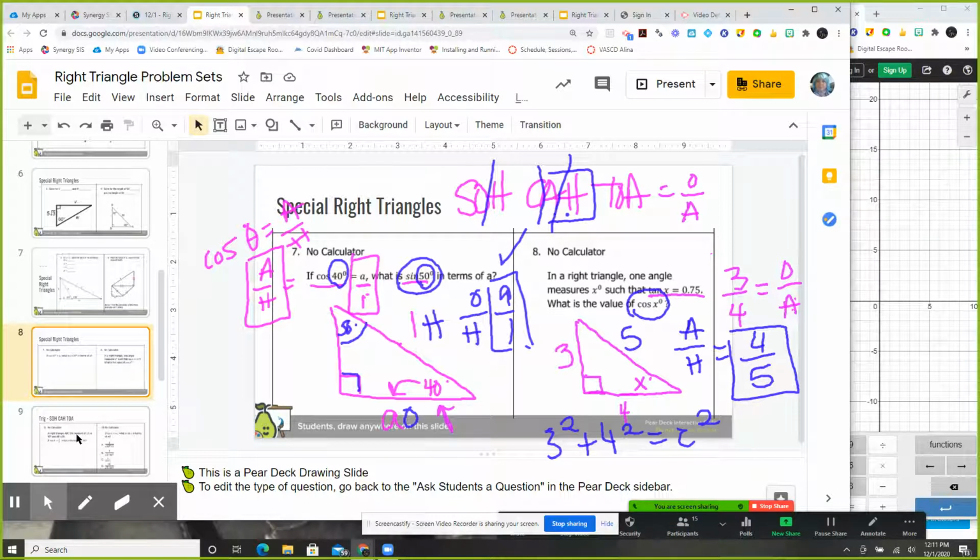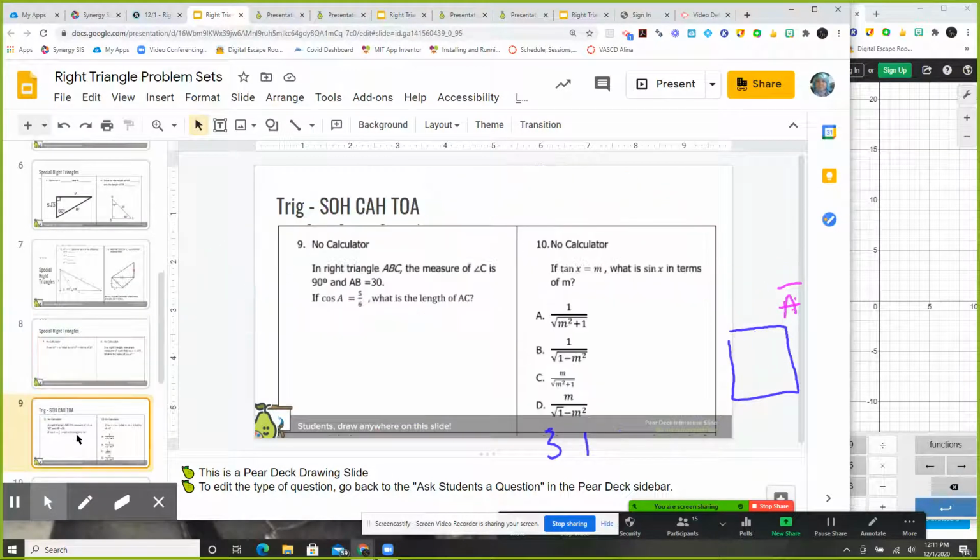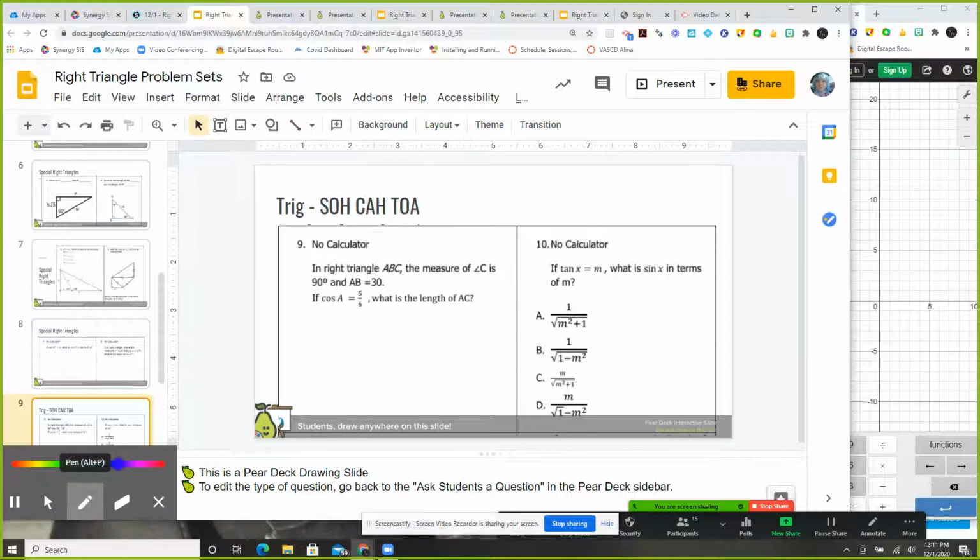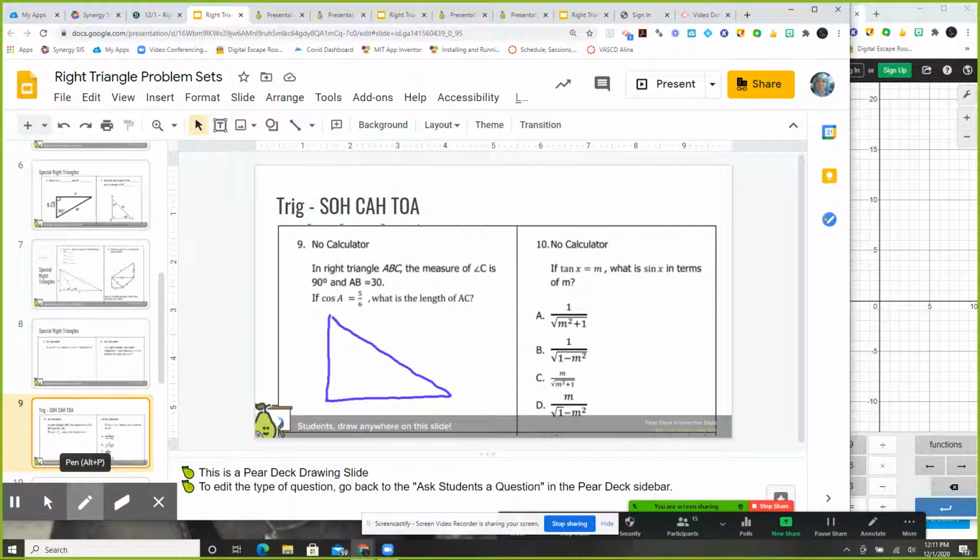We ready to go look at number 9? Okay, we've done a bunch of these now. So these are going to be kind of similar. We're going to have to draw the picture and then label the picture. So how do I start? Boom.